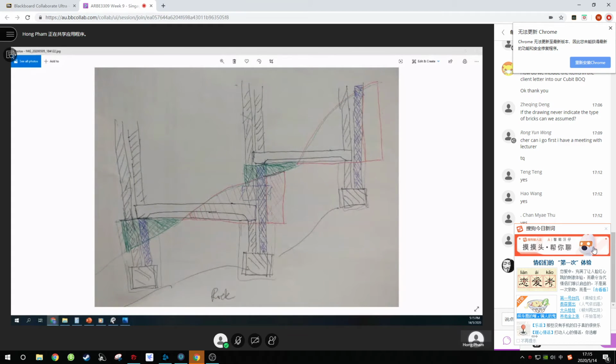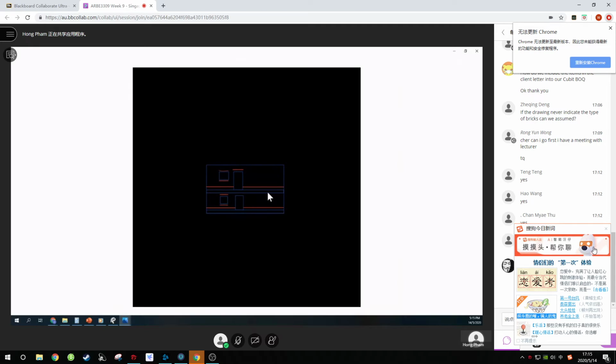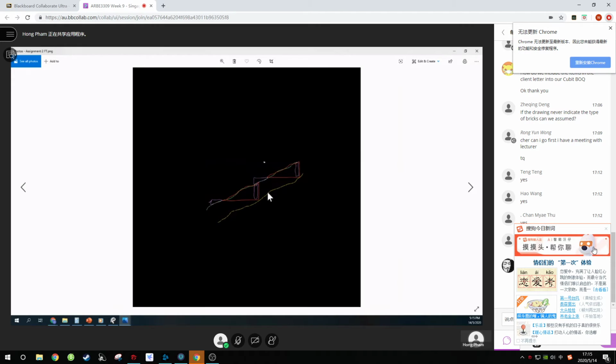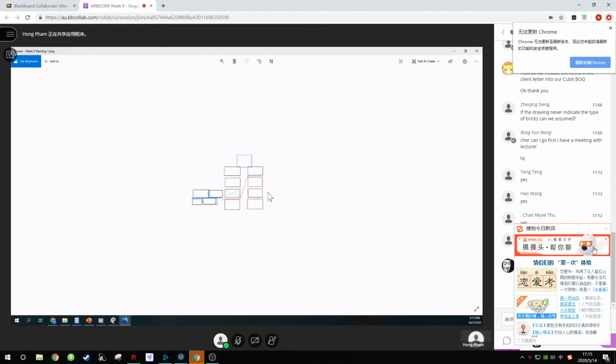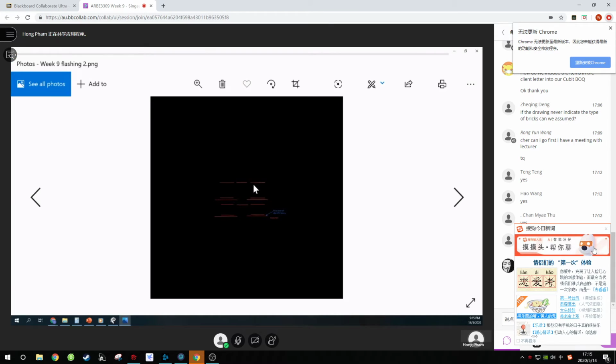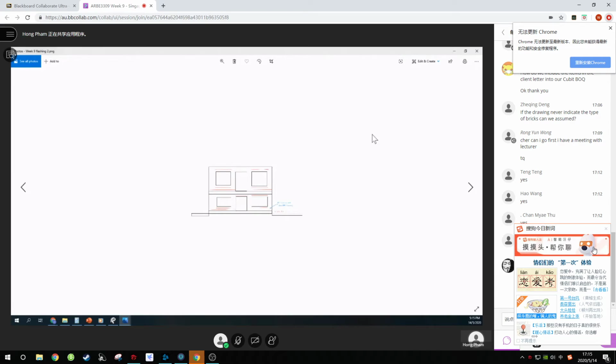Okay. You talk about that flashings. Let me show you the flashings. How come it looks like this color? Oh dear, why is this color? This flashings, let me open a bit for you.